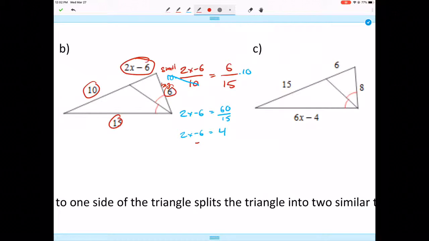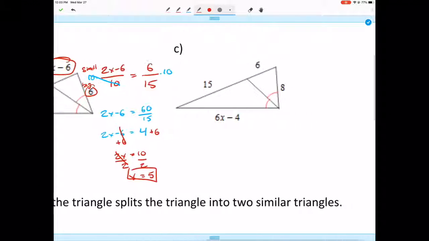All right, and we could just add 6 to both sides. 2x equals 10, and then divide both sides by 2. So x equals 5. All right, so not too bad. If you were following along what we did in 10.2, 10.4 should be fine.